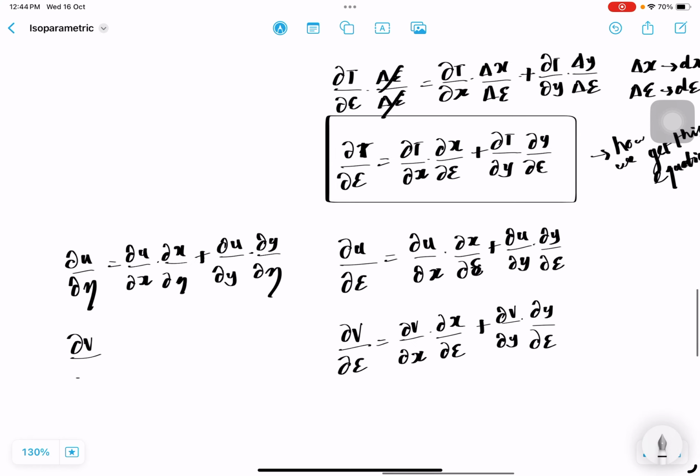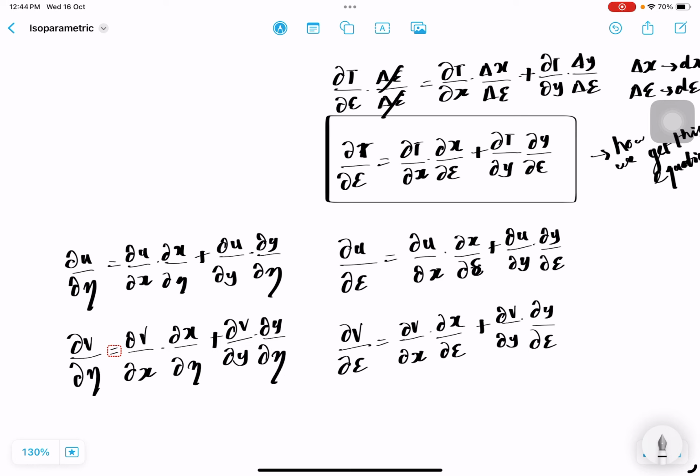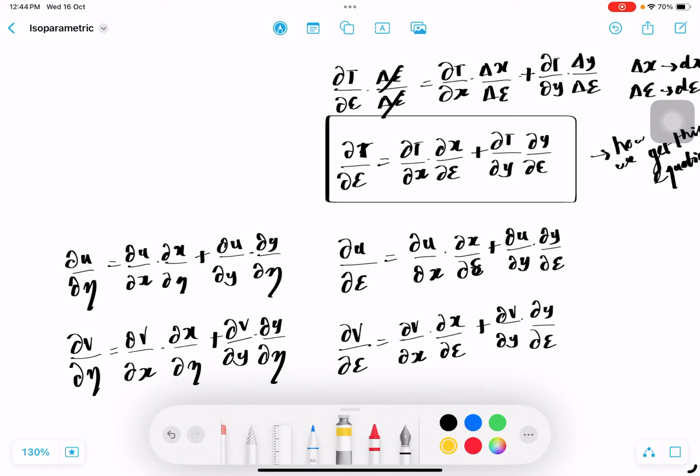So if that is the case, that will be ∂v/∂η is equal to ∂v/∂x into ∂x/∂η plus ∂v/∂y into ∂y/∂η. You see, just by understanding this particular equation, the one that I have shaded in yellow, it is possible for you to write all these equations. It's very simple, right? Once you've understood the physical meaning of the first equation that I have shaded in yellow, then the rest of the equations become simple.